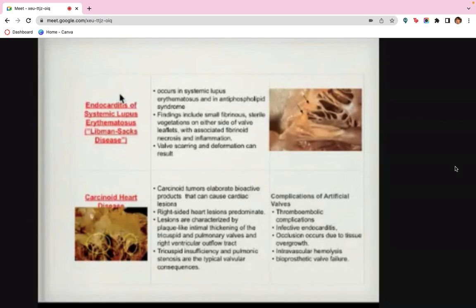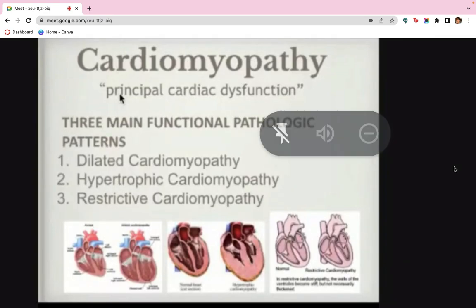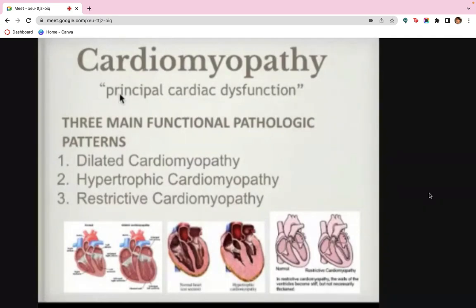Okay? So we have endocarditis of systemic lupus erythematosus, and we have carcinoid heart disease. We go now with cardiomyopathy. Cardiomyopathy is a principal cardiac dysfunction. There are three main functional pathological patterns: dilated cardiomyopathy, hypertrophic cardiomyopathy, and of course, restrictive cardiomyopathy.